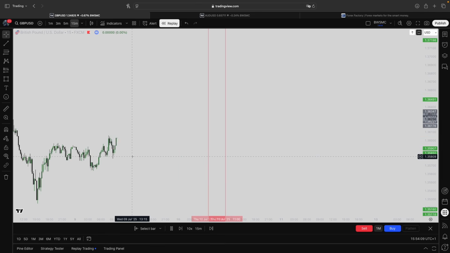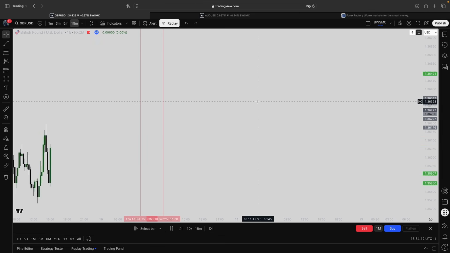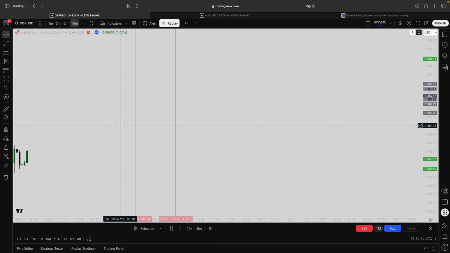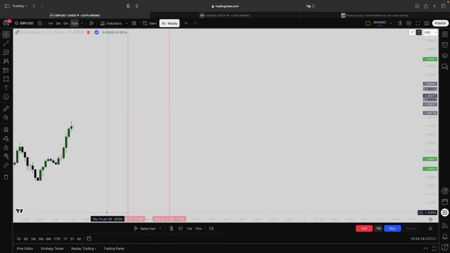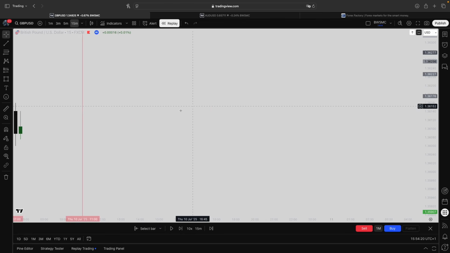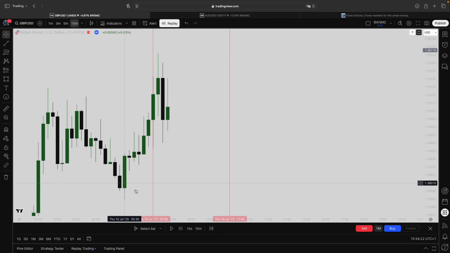Let's wait for price to get to our trading time. As you can see right here, boom, so here we go. Now we're into the next session, and again, as we come to the session, we just let price do whatever it wants. If it wants to go up, it can go up. If it wants to go down, it can go down.